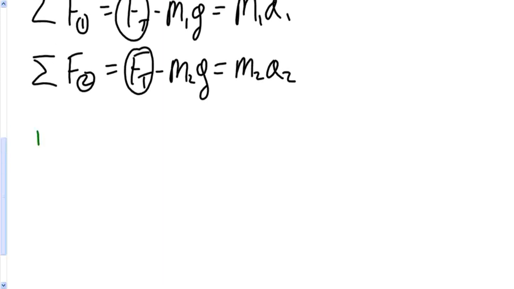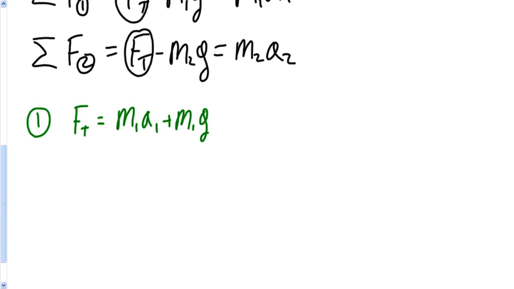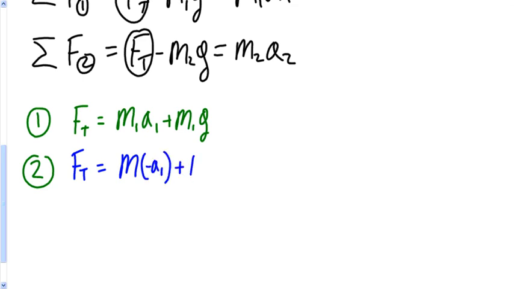So for system 1, we have force of tension equals M1 A1 plus M1G. Then for system 2, I'll write this one in blue, we have force of tension equals M2, and now remember I said that A2 is equal to negative A1, so I'm going to write negative A1 here, plus M2G. Now, since the force of tension is equal for both of them, I can set these two equations equal to each other. So let's go ahead and do that.